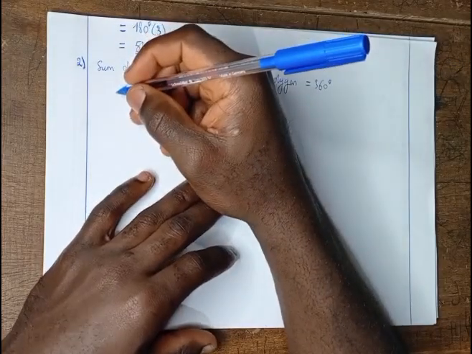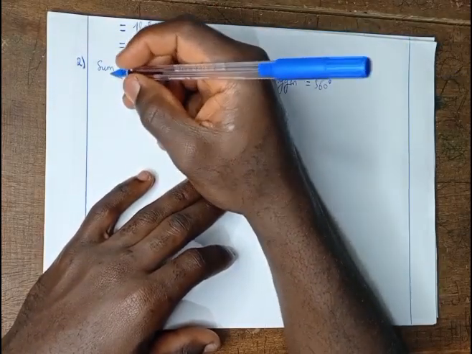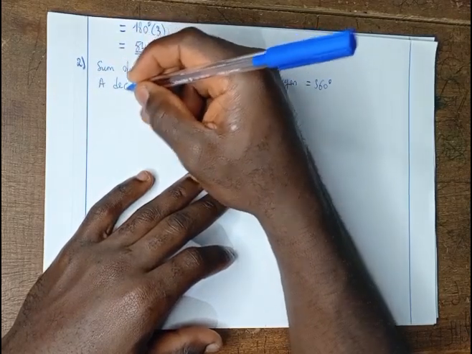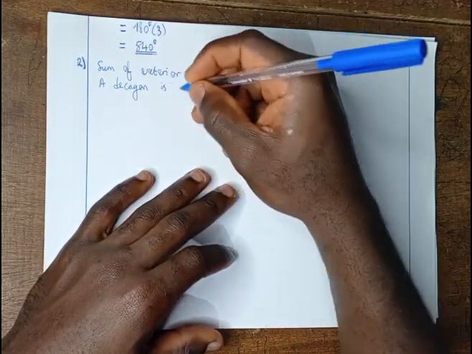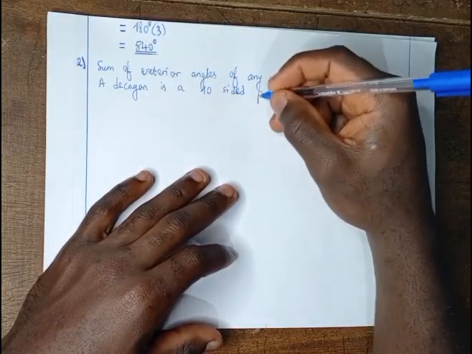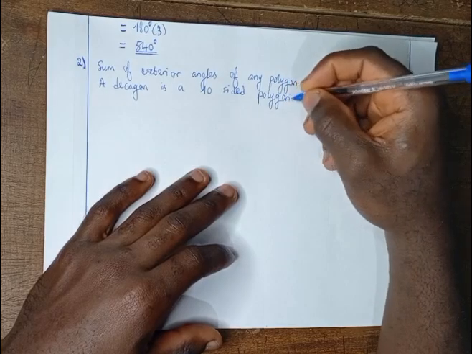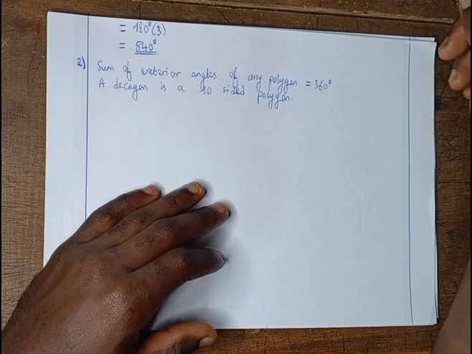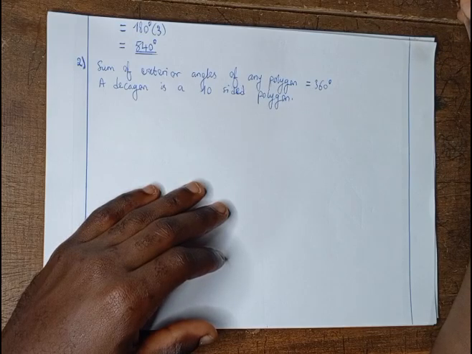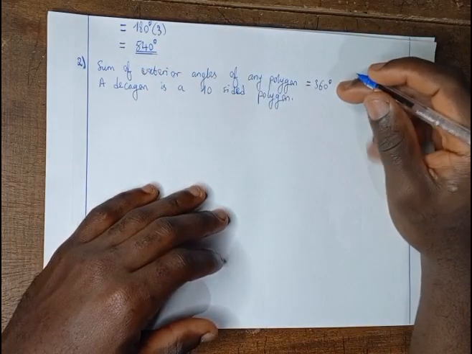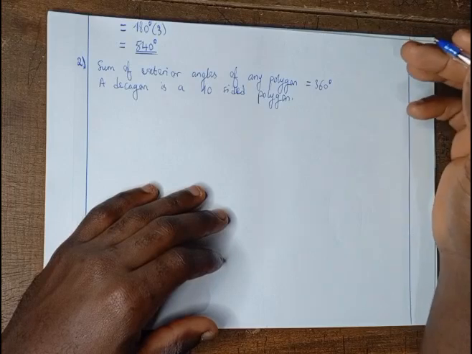We know that a decagon is a 10-sided polygon. Now we have been told that the decagon is a regular decagon. That means the exterior angles are all equal. If the exterior angles are all equal, for us to get the size of each of the exterior angles, we are simply going to divide their sum by 10.